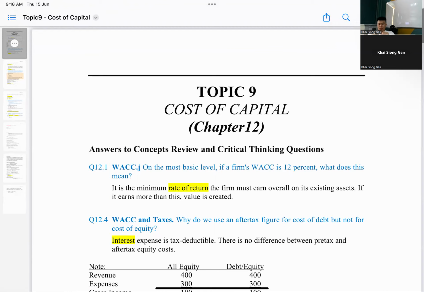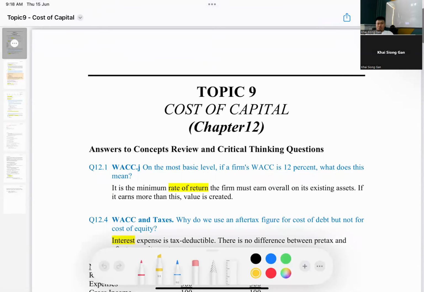Okay, first question. I want to pay some attention to this one because there will be a theory question about this as well. On the most basic level, let's say the firm WACC is 12%. What does this mean? This is the minimum rate of return that the firm must earn for the lenders and the shareholders. This is the required return for the lenders and shareholders.